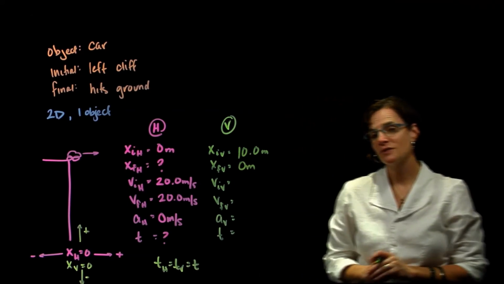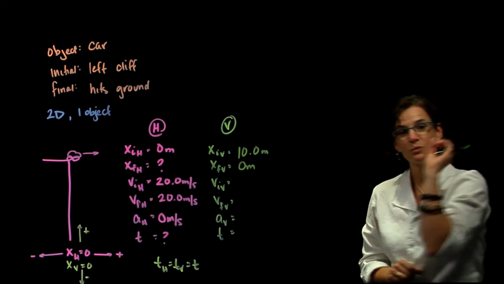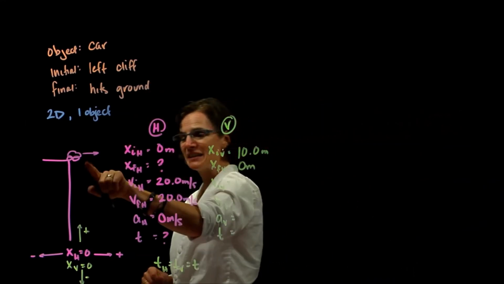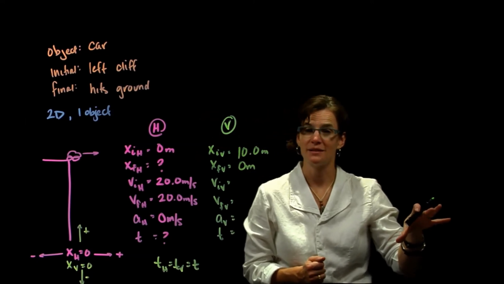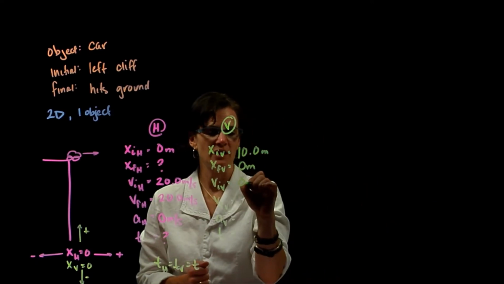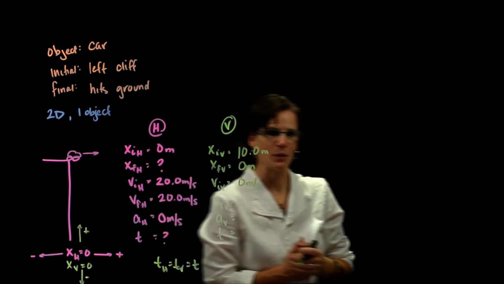Our initial velocity. We're just driving straight off. So right at the object leaving the cliff, it has no vertical velocity. It's as if it's being dropped in the vertical direction. And so our initial vertical velocity is 0.